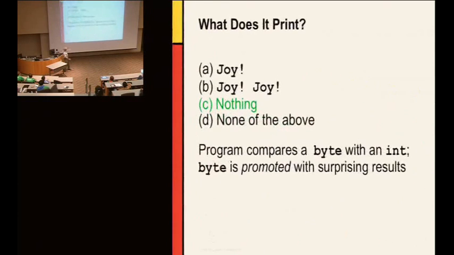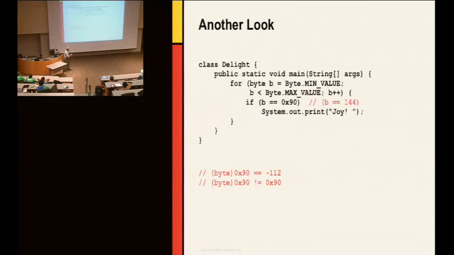And the reason, don't you love these animations? So the reason is that the program is comparing a byte to an int, and the byte is promoted to an int with surprising results. Let's look again. We are comparing b, a byte, with 0x90. 0x90 is an int literal, and it is equal to positive 144. There are no byte values equal to positive 144. The byte values are between negative 128 and positive 127. That's Byte.MIN_VALUE and Byte.MAX_VALUE.